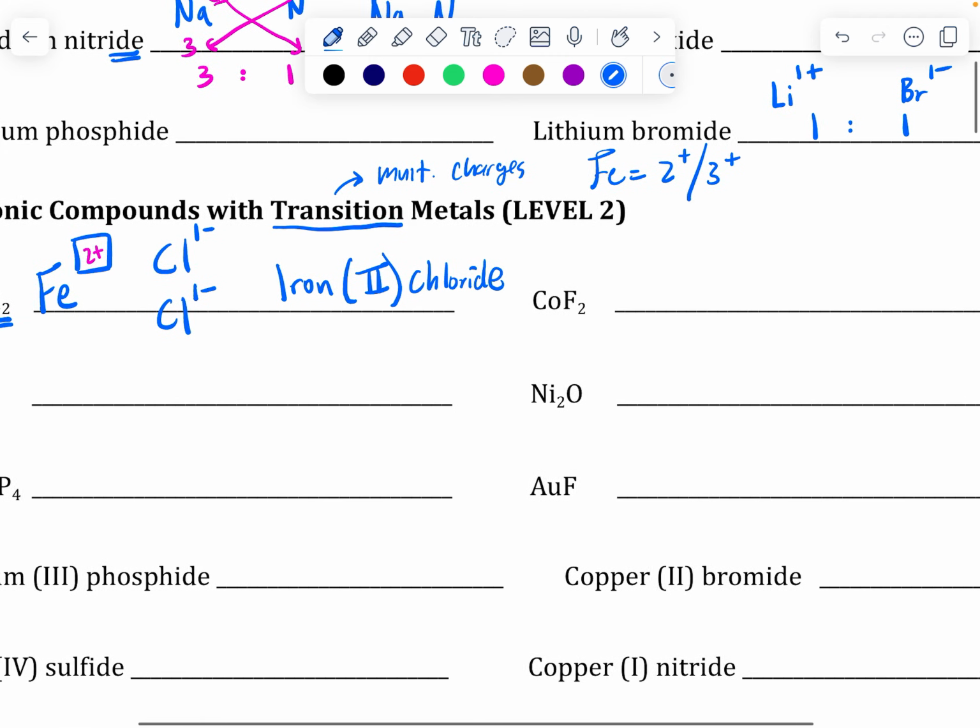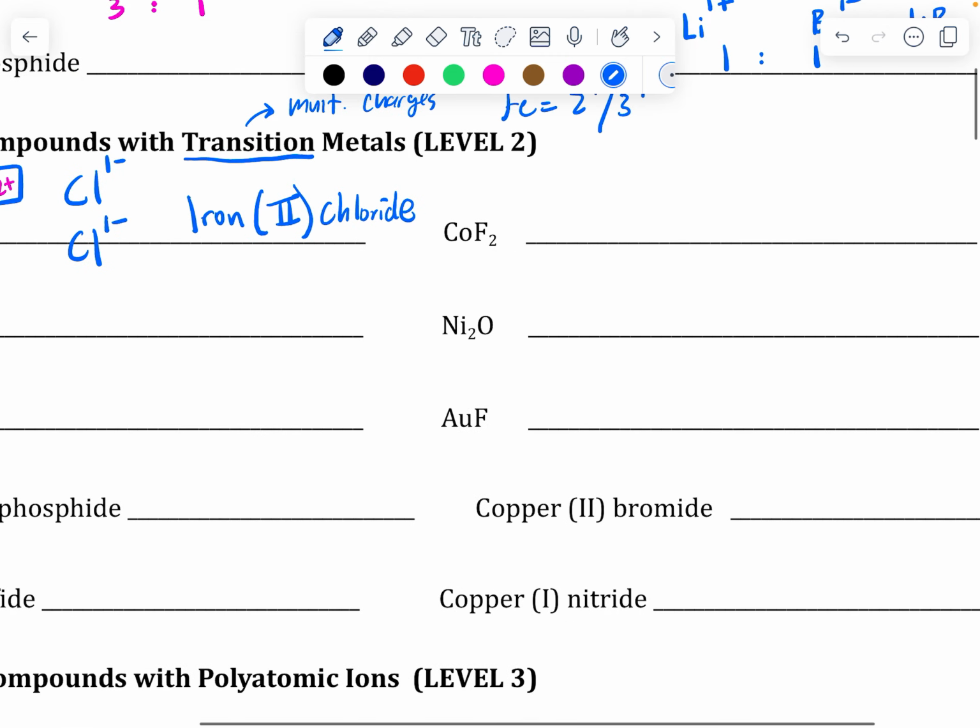Let's do another question on this side. Why don't we do this one? AuF. First, you need to determine how many Au and how many F we have. It looks like it's just one of each, right? So here's what I'm going to write down. Au. Now, do I know the charge of this Au? Let's look on the periodic table. It's the 79th element, also known as gold.